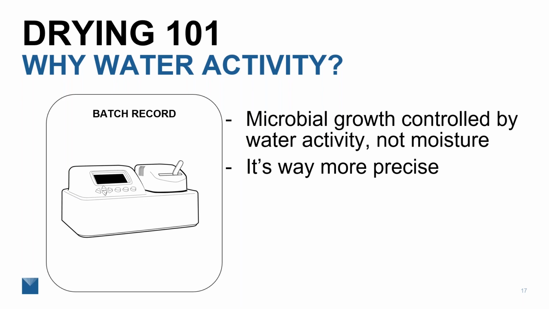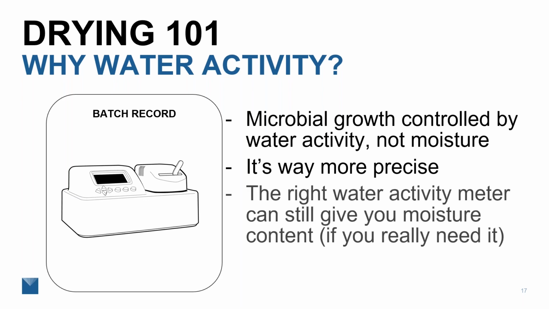Lastly, the relationship between moisture content and water activity for a particular product never changes. That means that if you know the product you're measuring, the right Aqualab water activity meter can tell you the moisture content at the same time you're measuring water activity, with a precision that's 10 times greater than a moisture balance.